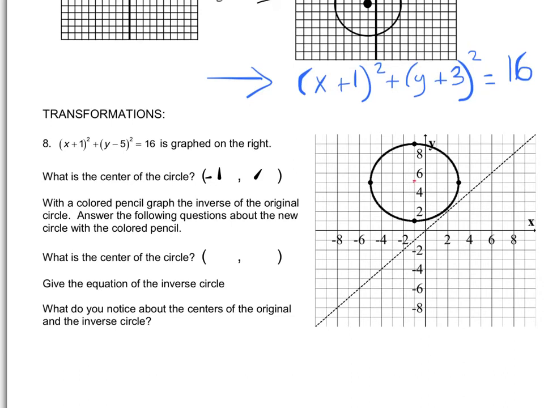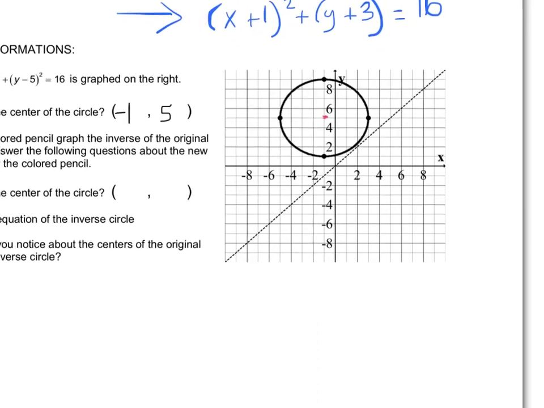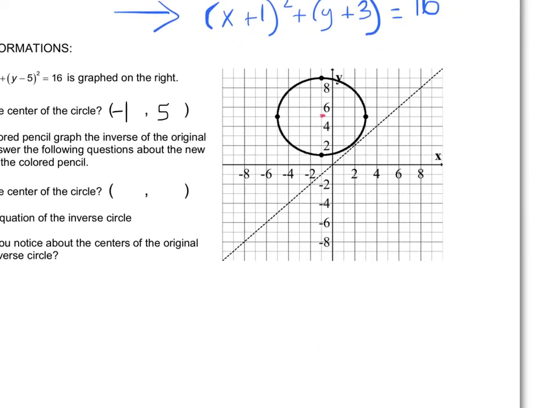With a colored pencil, graph the inverse of the original circle. Answer the following questions about the new circle with the colored pencil. Now, remember, to draw the inverse, it means you have to switch the x and the y. So if the center of this one is -1, 5, what do you think the center of the inverse is going to be? 1, -5. So let's do that. So 1, -5 is going to be the inverse. So what I just did is switch the x and the y.